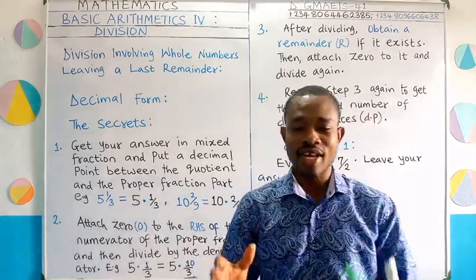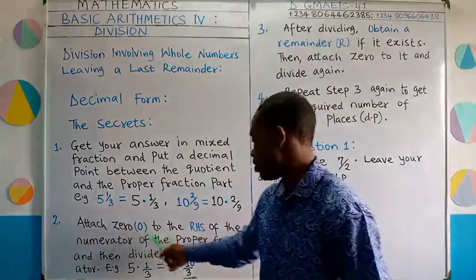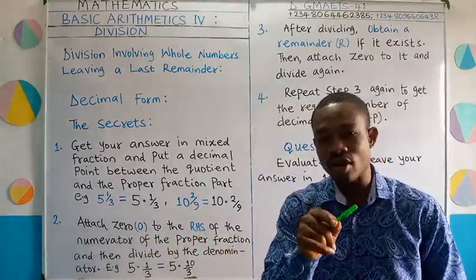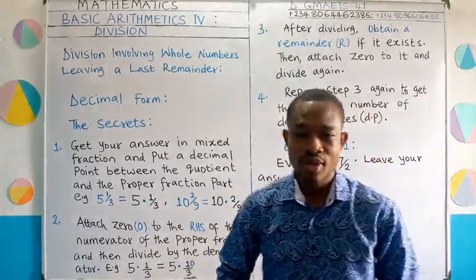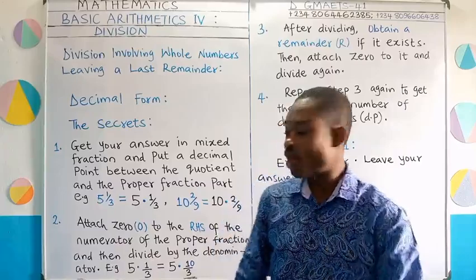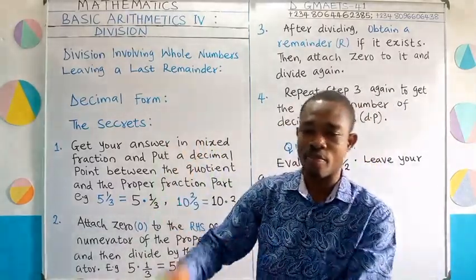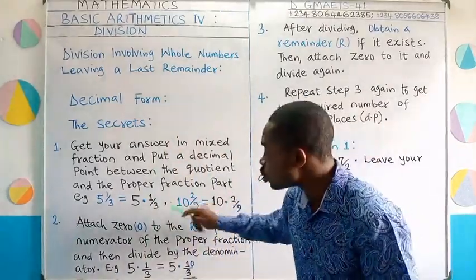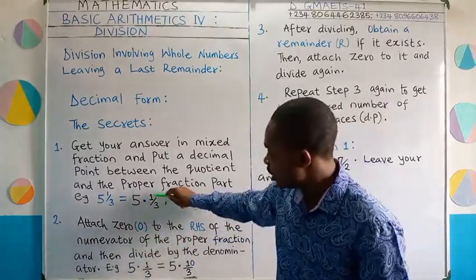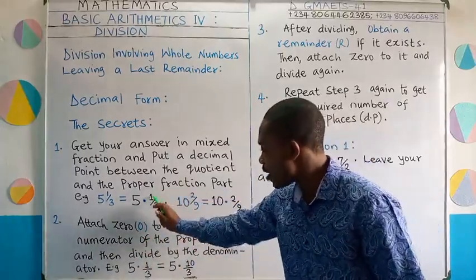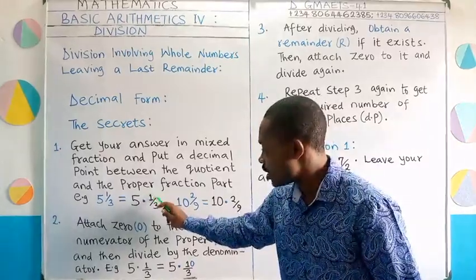Okay, now once you've done that, point 2: attach 0 to the right hand side of the numerator of the proper fraction and then divide by the denominator. What is this point 2 telling us? It's simple. After you put your decimal point between the whole number, the quotient, and the proper fraction part, go to that fraction. Attach 0 to the right hand side of the numerator. In this case 1 over 3. Come to the right hand side of the numerator here. Attach 0 there.